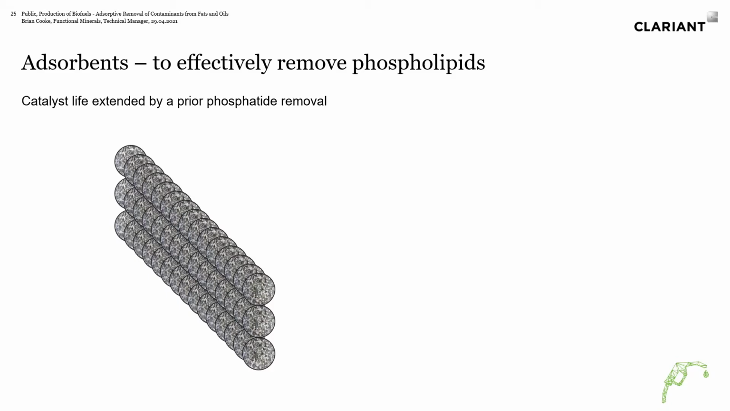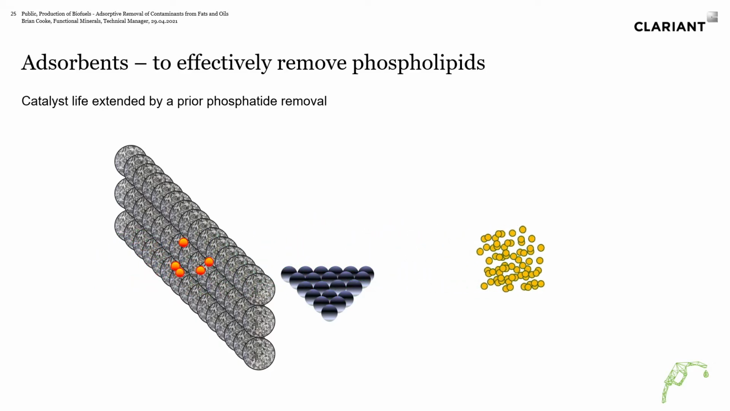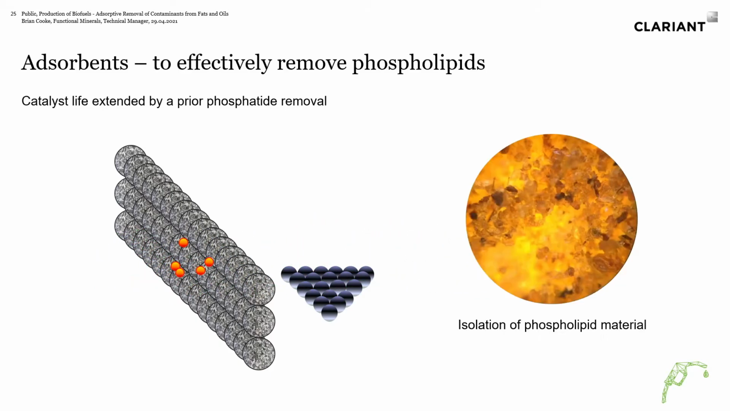So here is kind of a diagram showing this is the filter cake that's formed on the filter with the bleaching clay. There's your catalyst. You have your oil with the phosphorus going through, hitting the catalyst, and you see the phosphorus is left behind on the filter cake, so it never reaches the catalyst. On the right there is just kind of a picture of what this isolated phospholipid material looks like when it's trapped on the filter cake.